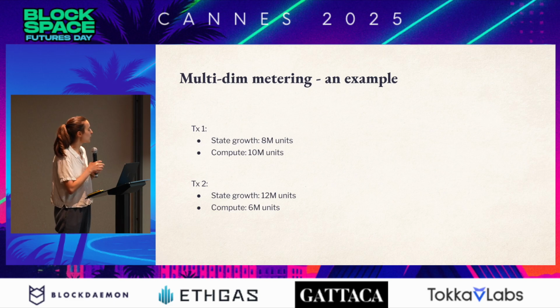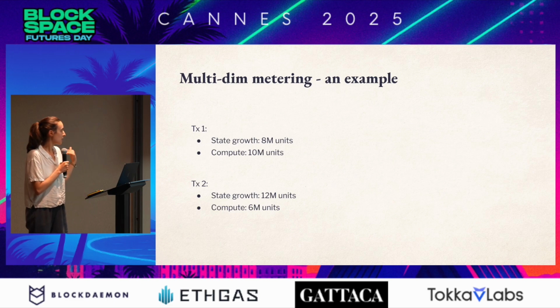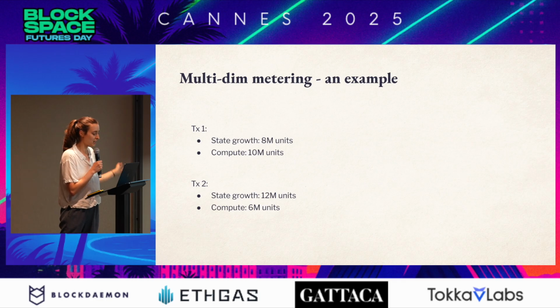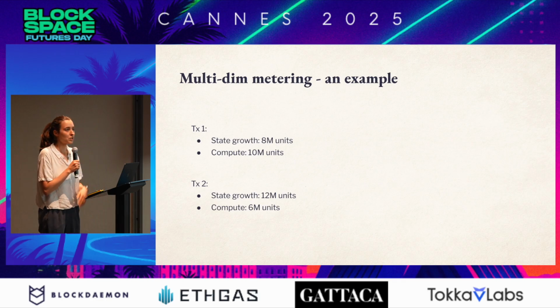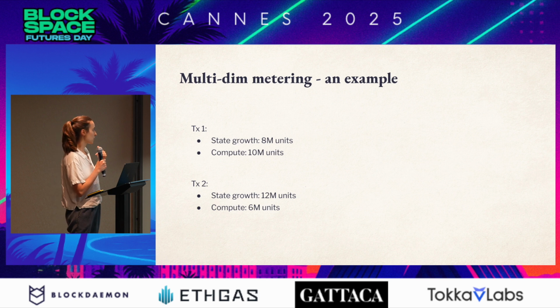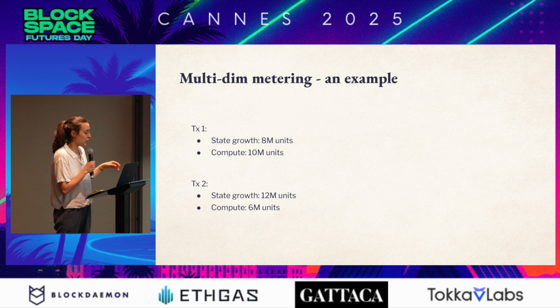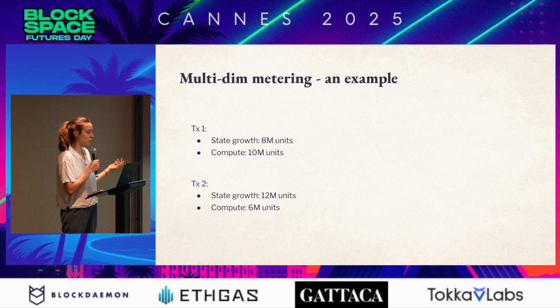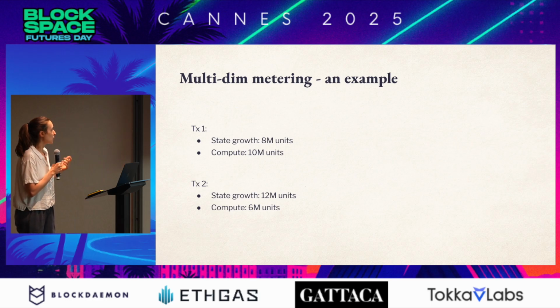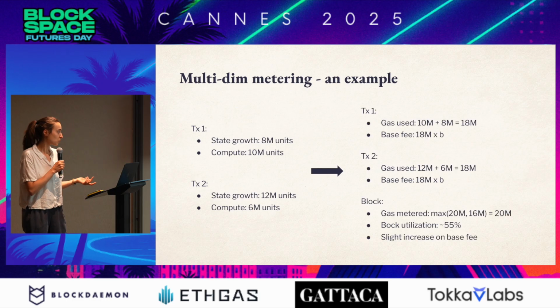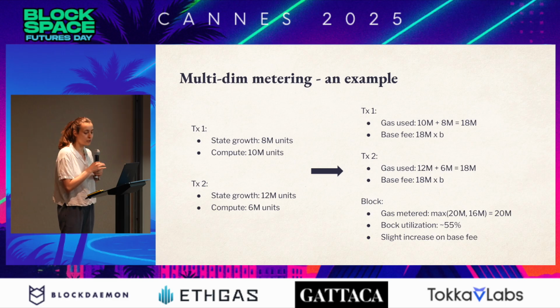To illustrate, let's go over an example. Imagine that we have a simple block with just these two transactions, and we are just considering two resources: compute and state growth. In transaction 1, we have a state growth cost of 8 million units, and for compute, 10 million. In transaction 2, we have 12 million units for state growth and 6 million units for compute.